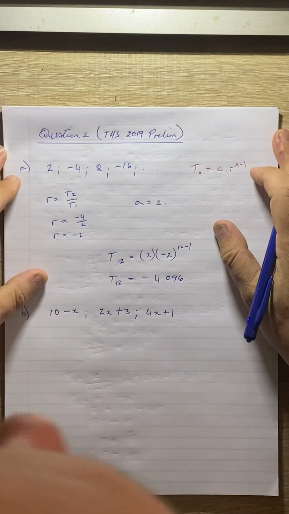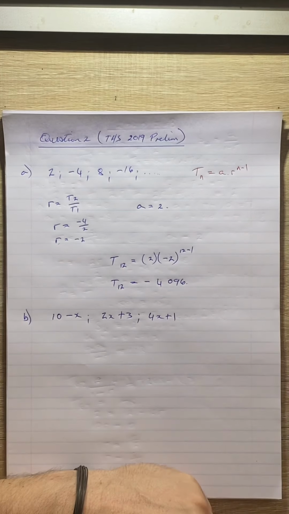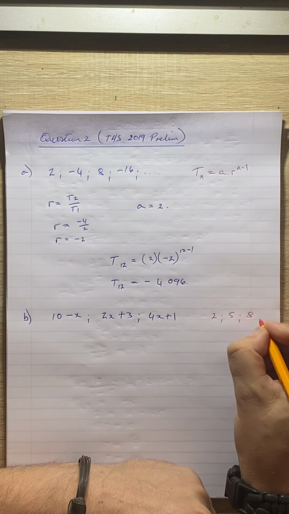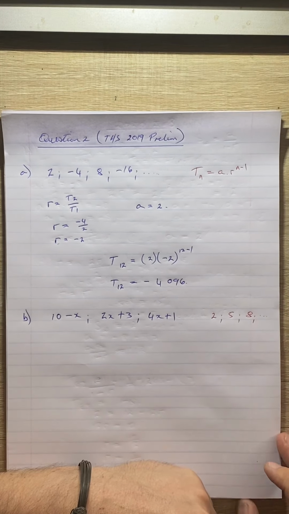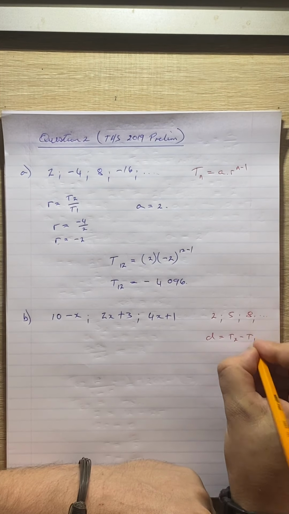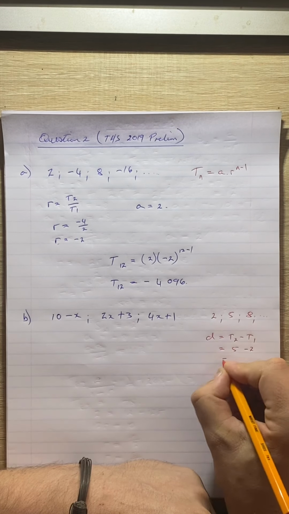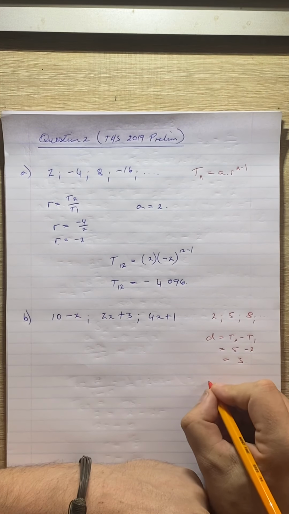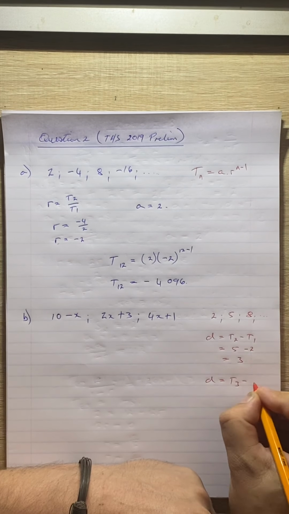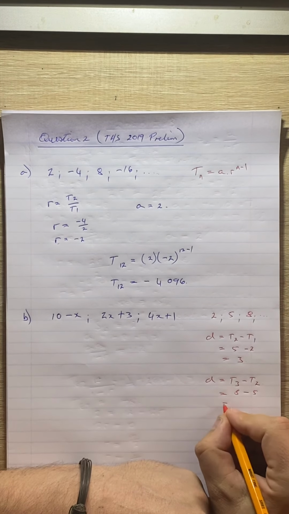Now, because we know that it's an arithmetic sequence, if I just make something up here on the side, you can see what's happening. Let's say we've got 2, 5, 8, and it goes on and on. I know that the common difference would be equal to T2 minus T1, which is 5 minus 2, and we get 3. But I also know that the common difference would be equal to T3 minus T2, which is 8 minus 5, equal to 3.